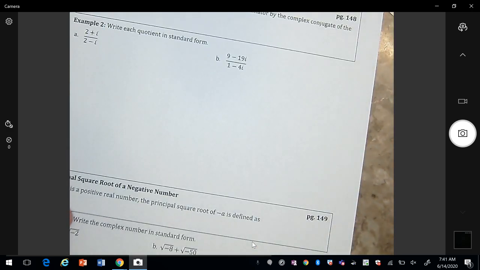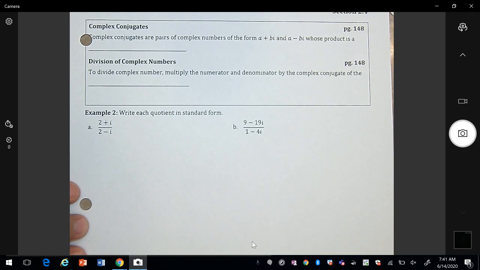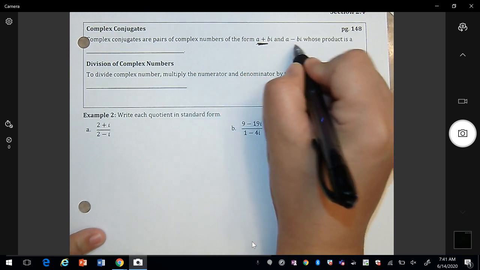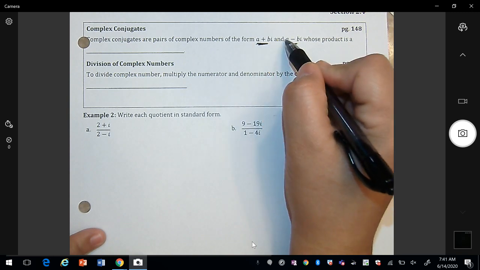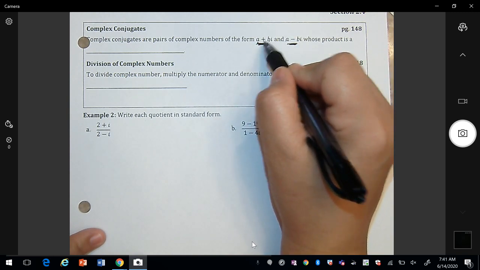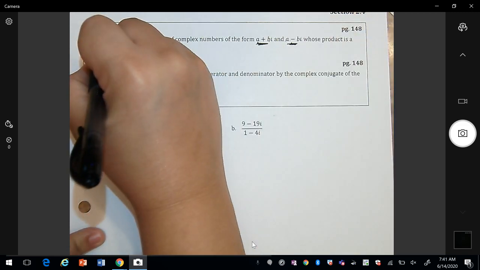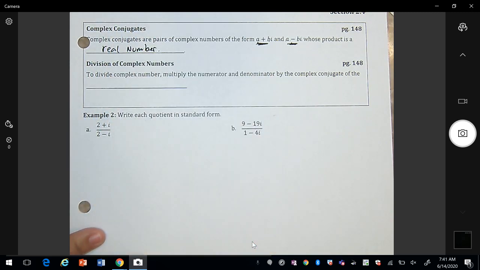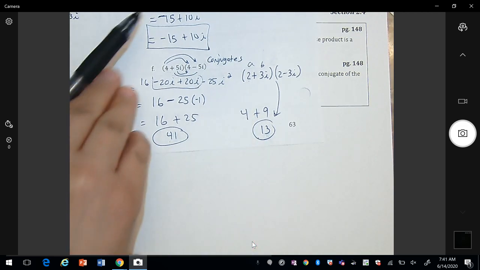Let's look at the next page. Complex conjugates are pairs of complex numbers such that the first one is a plus bi and the second is a minus bi. Again, the real parts are the same, the imaginary parts are the same. The only difference is one has addition and one has subtraction. And when you multiply these together, your answer is just a real number, just like we got on this side, 41 and 13.